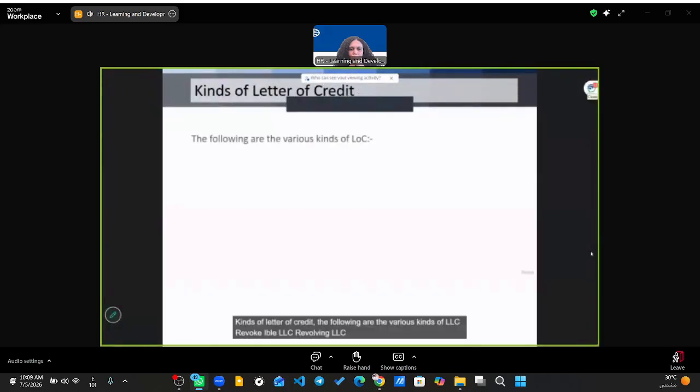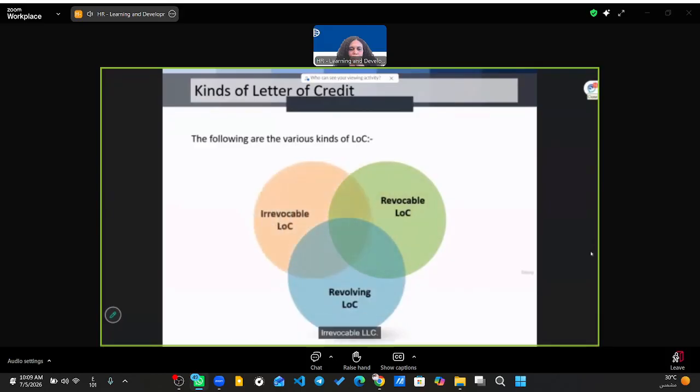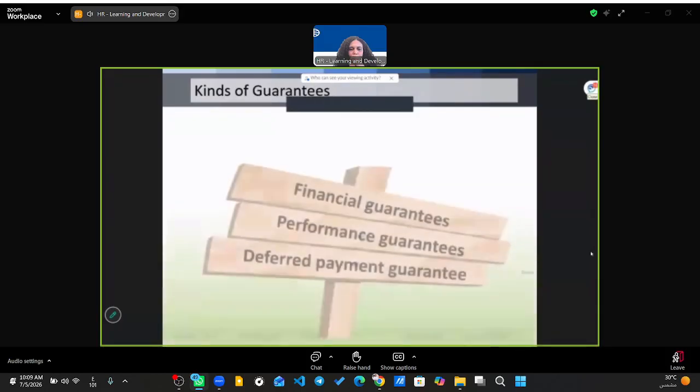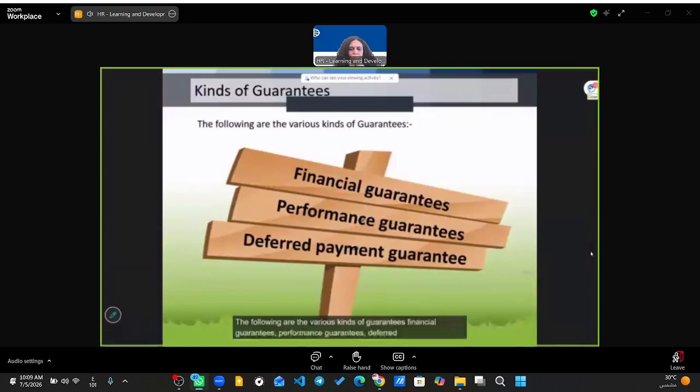Kinds of letter of credit. The following are the various kinds of LOC. Revocable LOC, revolving LOC, irrevocable LOC. Kinds of guarantees. The following are the various kinds of guarantees. Financial guarantees, performance guarantees, deferred payment guarantee.